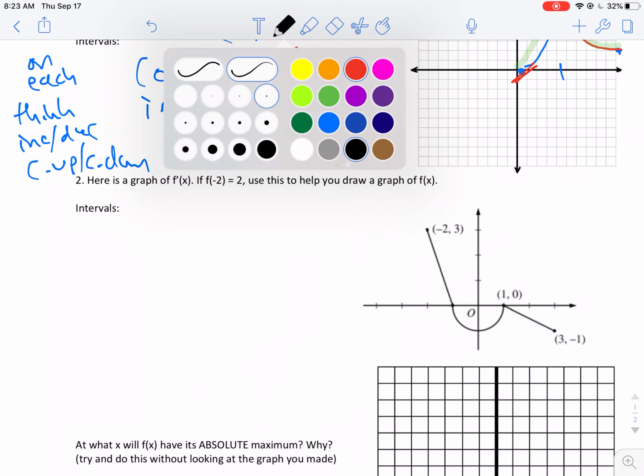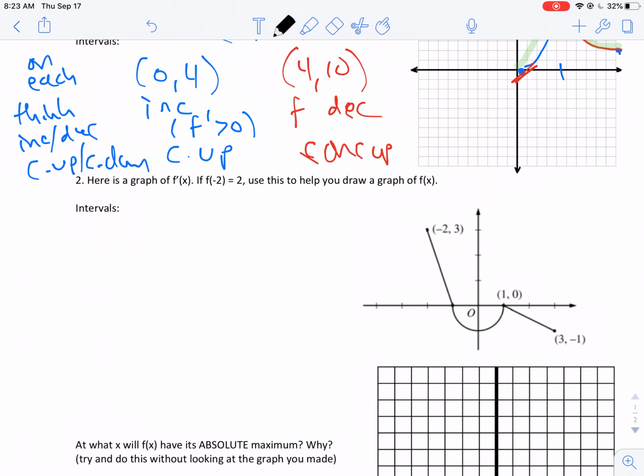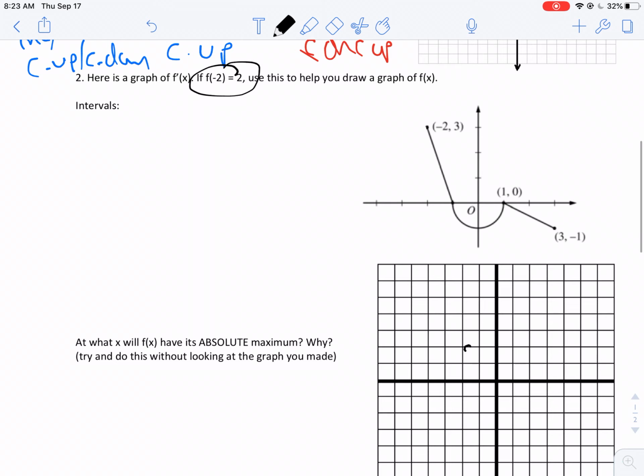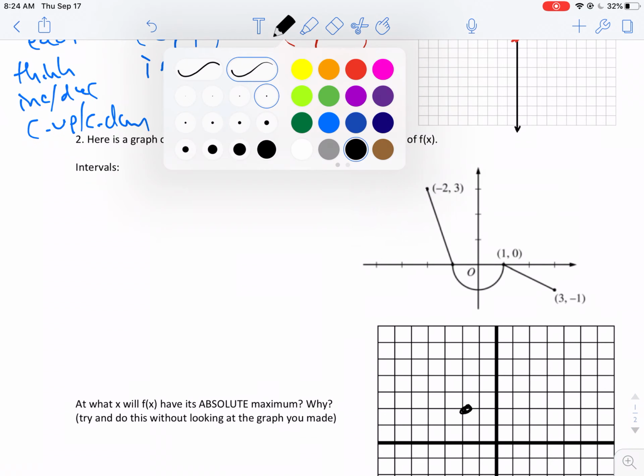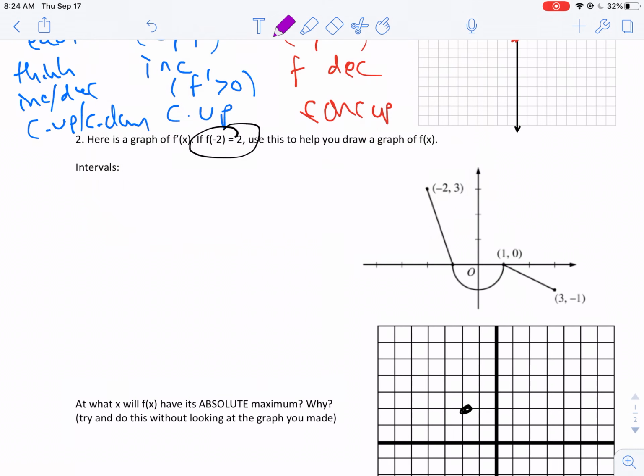So here we have a slightly different piece of information. Again, I give you a starting point, negative 2, comma 2. So let's just go ahead and graph that right away, negative 2, comma 2. And then we're going to use that to help us draw a graph of f of x. So again, this is a graph of f prime of x. So the height is f prime, and of course the slope of this is f double prime.